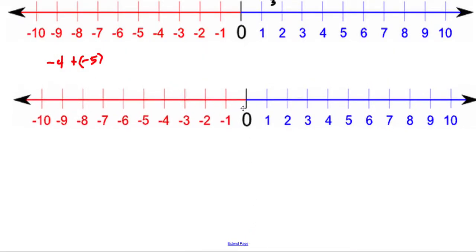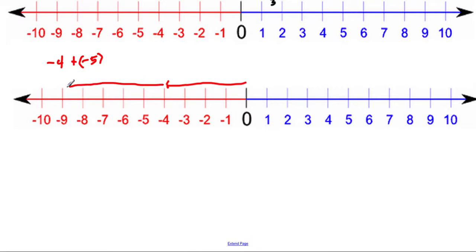There you go. So negative 4 plus negative 5, first you need to start at negative 4. So from 0, you go all the way to negative 4. And then since you are adding negative 5, you're still moving 5 units to the left of negative 4, which will end up in negative 9. So negative 4 plus negative 5 will give you negative 9.